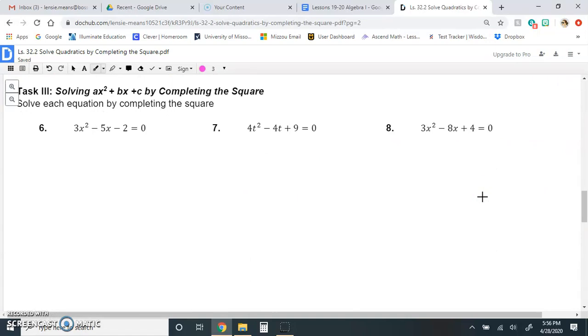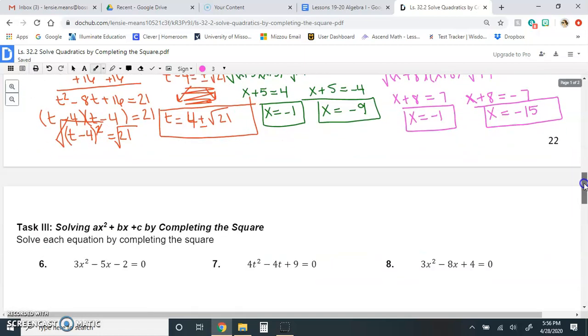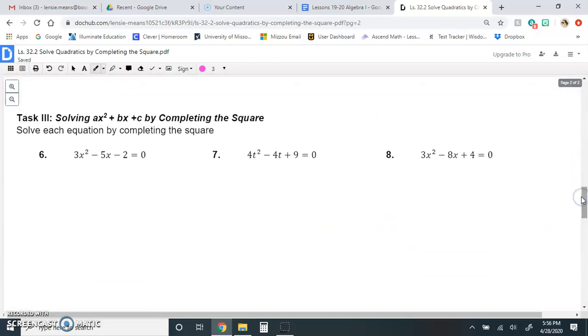All right, we are going to go on to task 3. If you need to pause and maybe do some practice on that, you can go ahead and jump to the assignment and do completing the square with some quadratics that have an a value of 1 to keep it simple. If not, just stick with me and we'll go ahead and keep going.